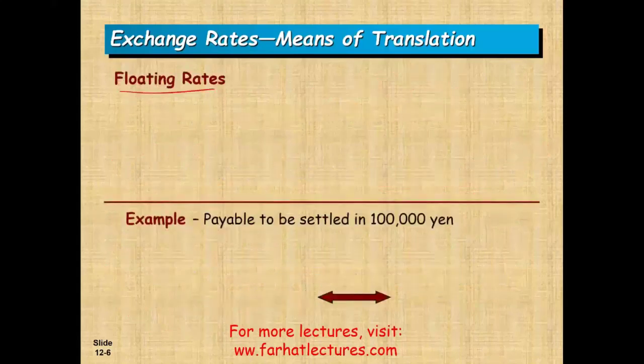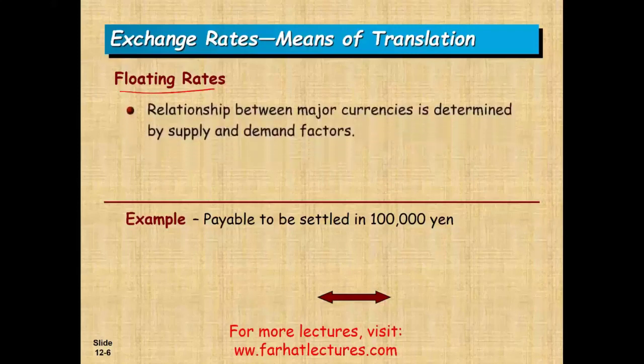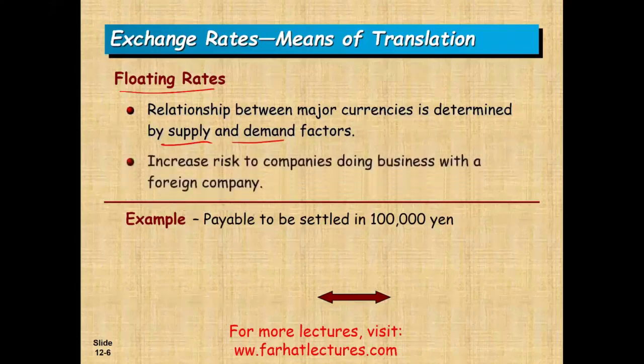What is a floating rate? Floating rate means the rate between currencies always fluctuates, and that's why we have to learn about this chapter. The relationship between major currencies is determined by supply and demand factors, political risk, economic risk, and so forth. Increased risk: the company is doing business with a foreign company. When you buy goods and services from a foreign company and you have to pay them in their currency, you might be taking a risk.